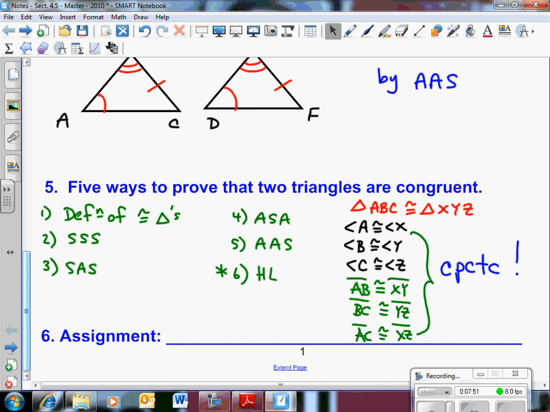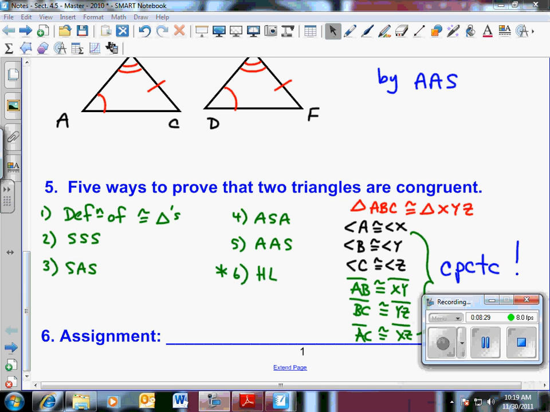Can you use CPCTC before you've stated the two triangles are congruent? Think about that. You have to prove the two triangles are congruent first in order to use CPCTC. So I'm going to give you a proof packet right now. You're going to go through and do some proofs. You'll never use CPCTC until you've already stated the two triangles are congruent. So if it comes down to why are the two triangles congruent, you got 6 choices. It's one of these. That's it. All right? Any questions?